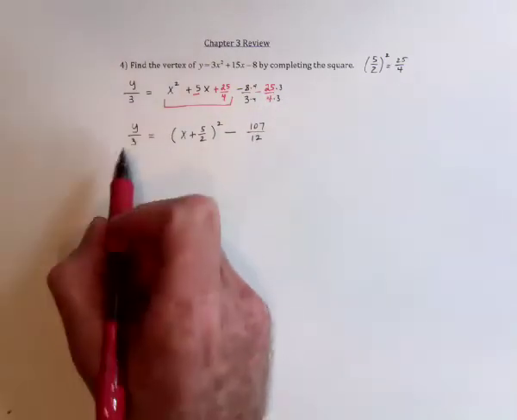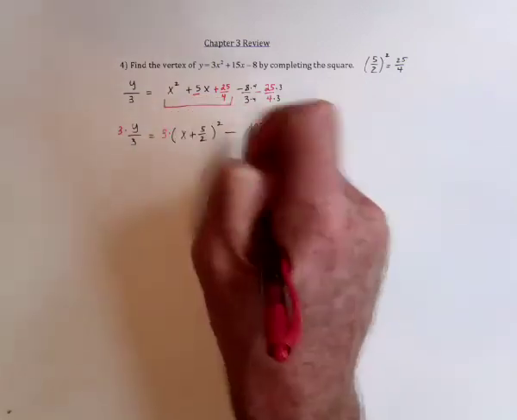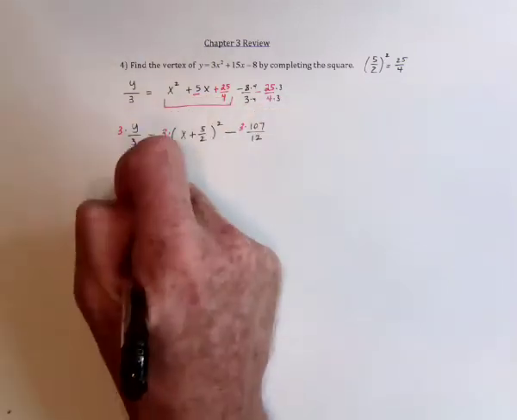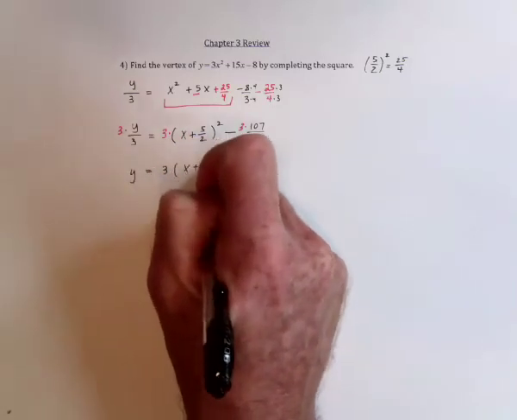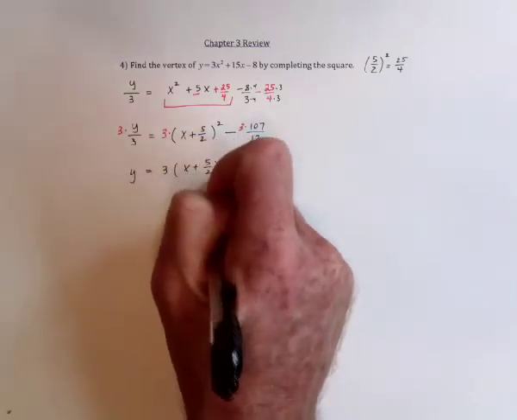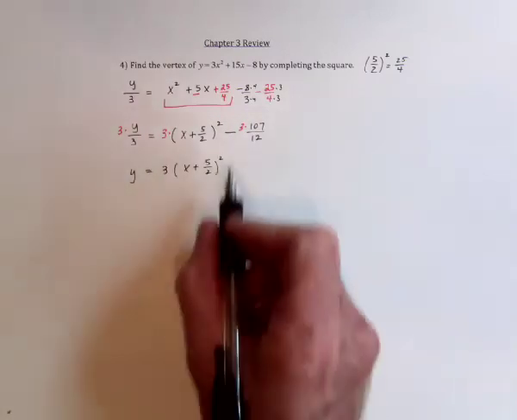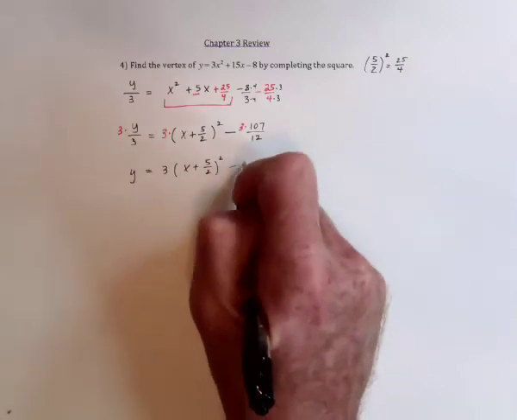And then multiply both sides by 3. So it's going to be y equals 3 and then x plus 5/2 squared. So the 3 just sits in front. And then over here, reduce a 3 divided into a 12 is 4.